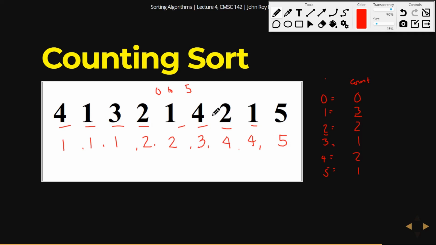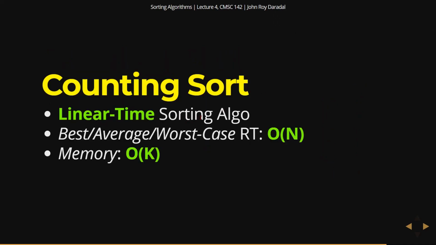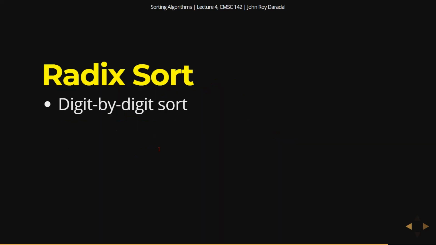Just count the number of occurrences, and then however many that count is, that's the number of replications for each number you'll put in the sorted version. Okay, so that's counting sort. So it's a linear time sorting algorithm. Best case, average case, worst case is O of n, and the memory is O of k because we are keeping the counts, right? So that's an extra array allocation for the counts. Okay, so that's counting sort.